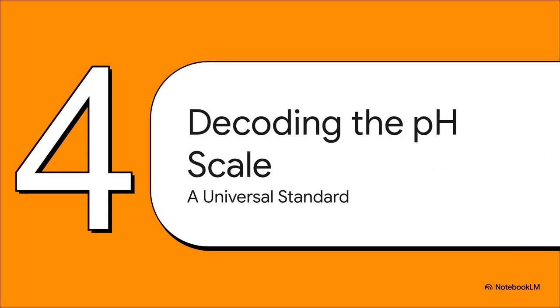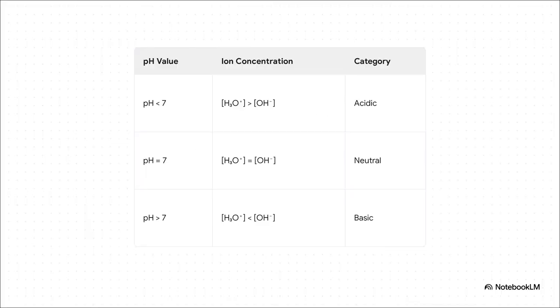So let's take that weird fact about water and see how it leads us directly to something you've definitely heard of, the pH scale. It's our universal standard for measuring acidity. So here it is, the famous pH scale. Basically, if you have more hydronium ions than hydroxide ions, the solution is acidic, and its pH is less than 7. If you have more hydroxide, it's basic, and the pH is greater than 7. And if they're perfectly balanced, like in pure water, the pH is exactly 7, perfectly neutral.